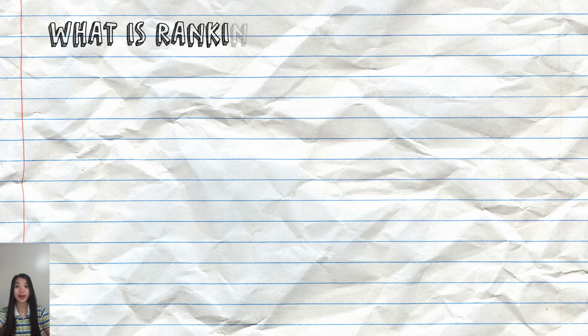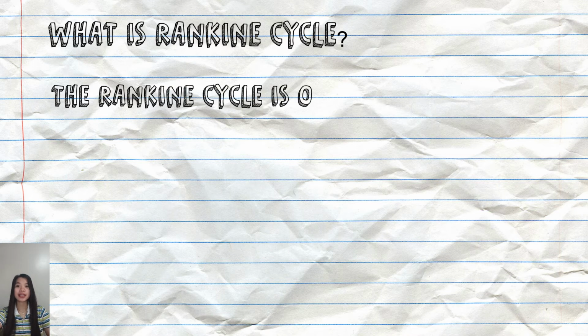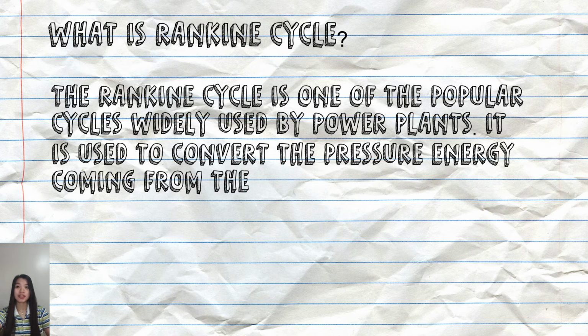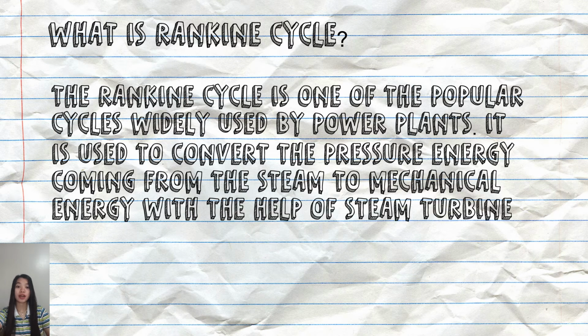But before we start, let us have a short introduction about the Rankine cycle. What is the Rankine cycle? The Rankine cycle is one of the popular cycles widely used by power plants. It is used to convert the pressure energy coming from the steam to mechanical energy with the help of steam turbines. Basically, the Rankine cycle is a kind of cycle that describes the process by which heat engines or steam engines allow heat to be extracted from a fluid such as steam in steam power plants.